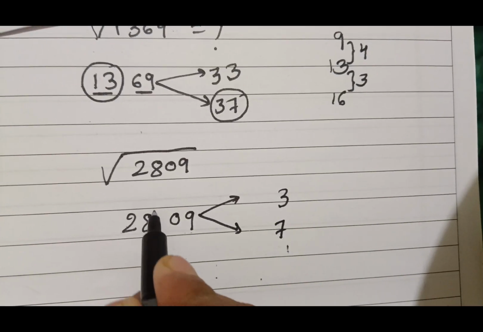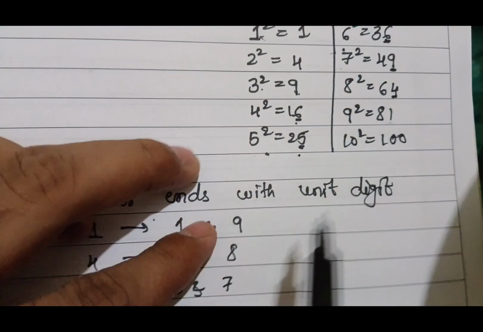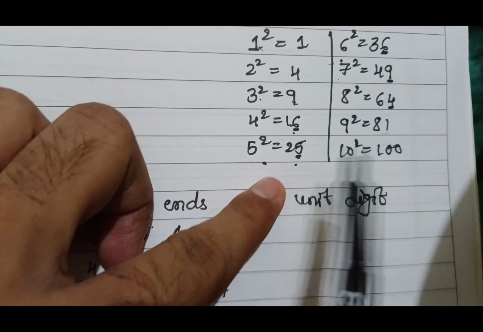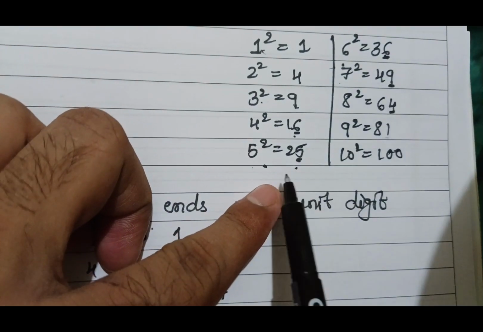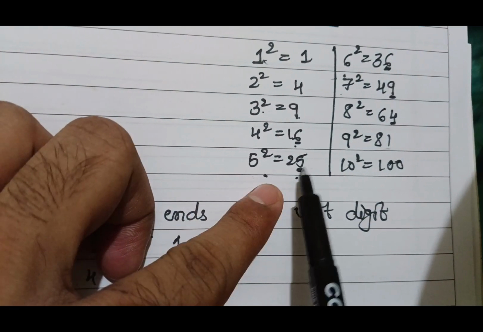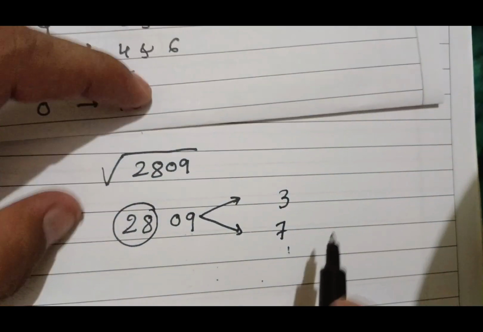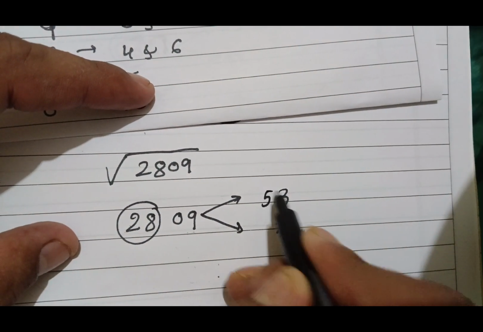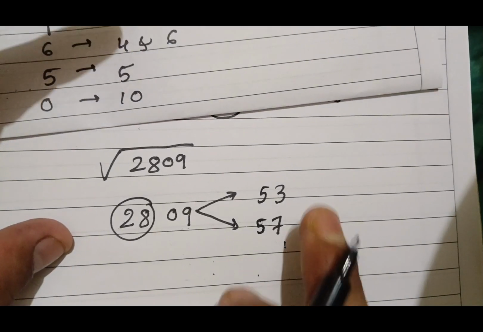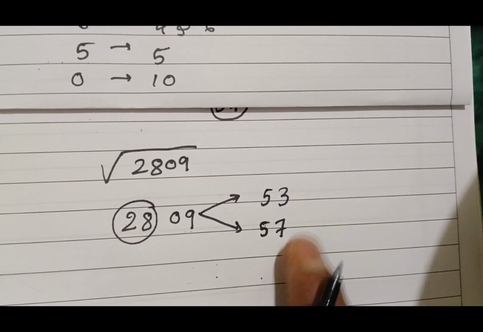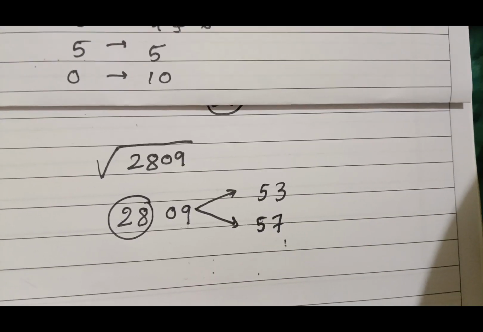Okay, after this, 28. Now 28 is in between which two squares? 5 square is 25, 6 square is 36. So we have to take the smaller. So smaller is 5 square, means you need to write 5. So here also 5, here also 5. So either it can be 53 or else it can be 57. So it might be the square root of any one.